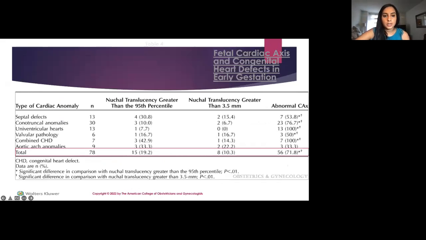And then in terms of combining your NT with that, the focus here is on this last line. Regardless of whether you use NT greater than the 95th percentile, which is what we do, or if you're just using 3.5 millimeters, you're only picking up some of these cardiac issues, like you're getting 20% and 10%, but when you're looking with the cardiac axis, you can pick up around 70% of them. So far more compared to just using your NT alone.